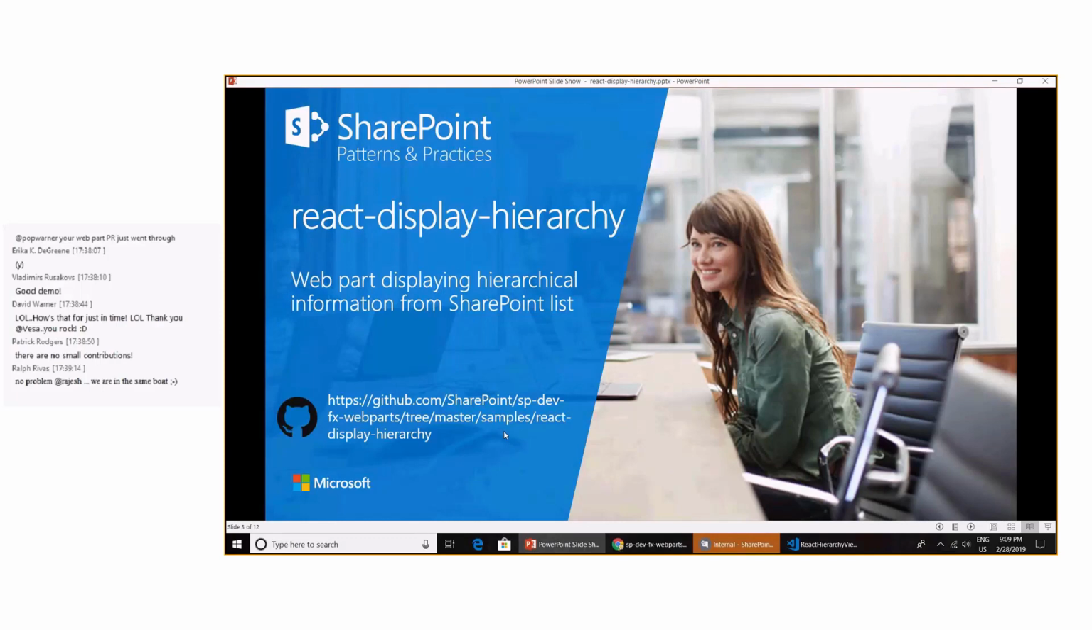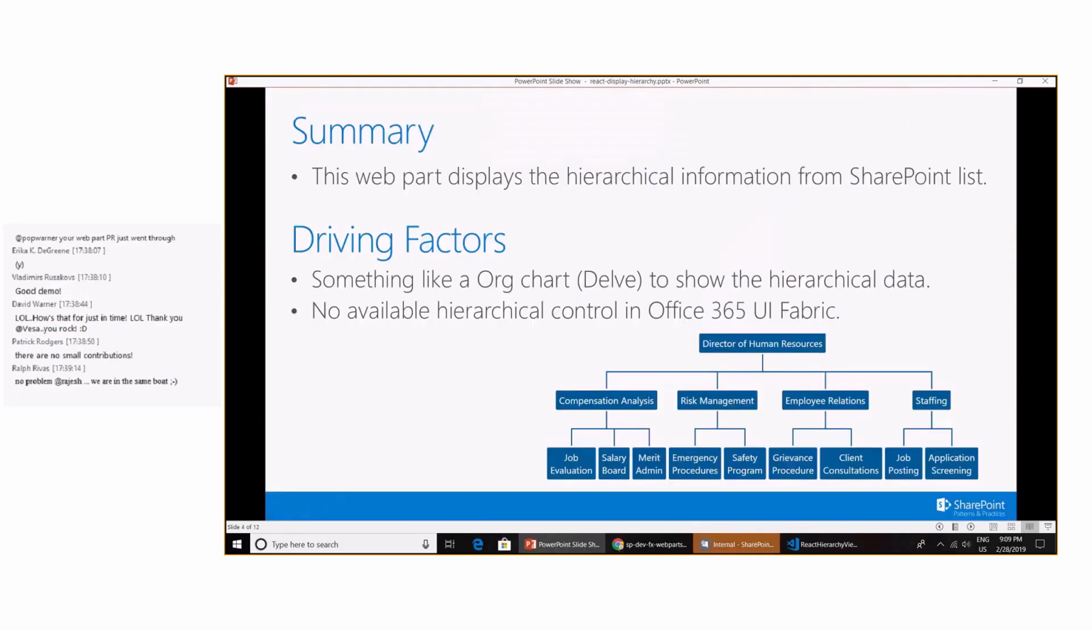Going into the details of this sample, what were the driving factors for us to implement it? The idea is that we wanted to show a project-based structure, wherein each node in the structure represents a user or a department or a policy and procedure. By selecting that node, it will redirect to a specific page describing more about the responsibilities carried out by an individual. So we were looking for something like an org chart, which is available in Delve, so that we can show the hierarchical data.